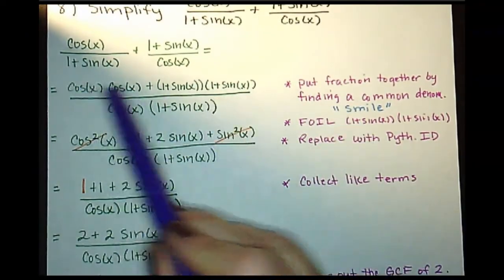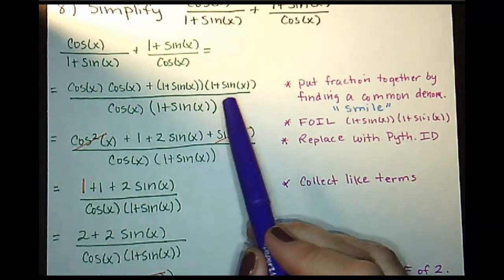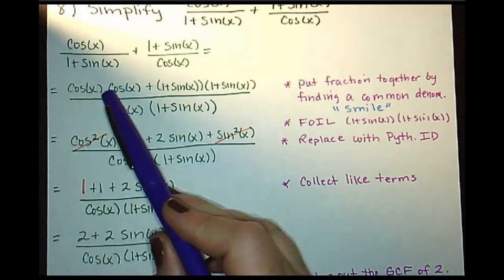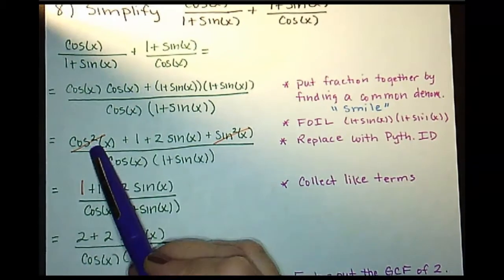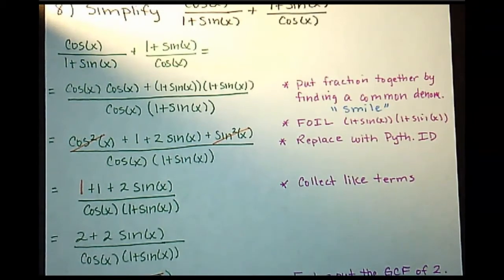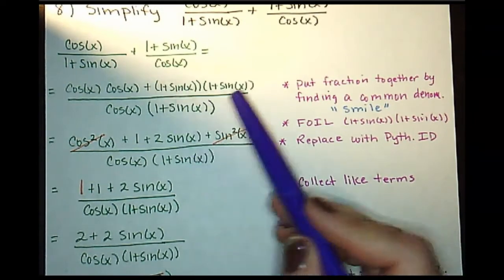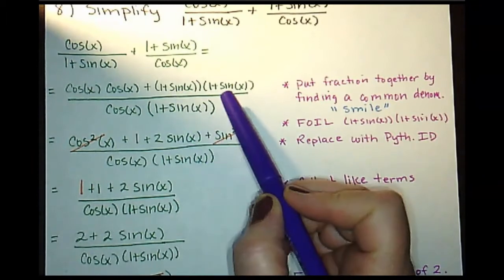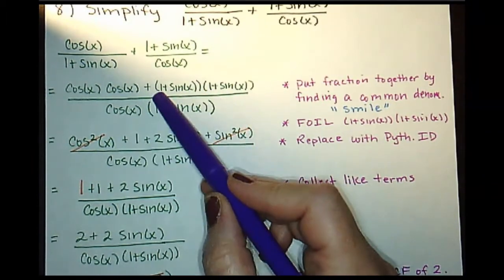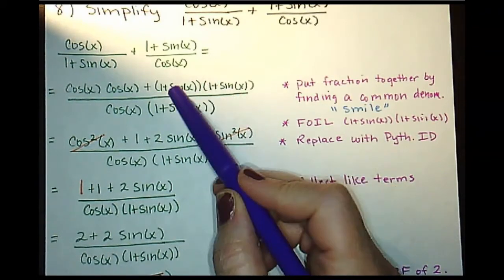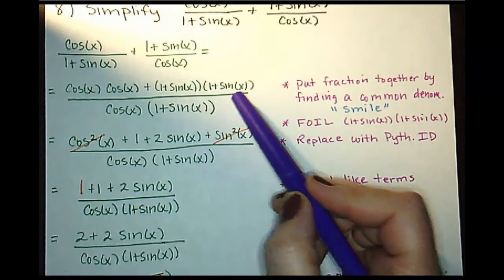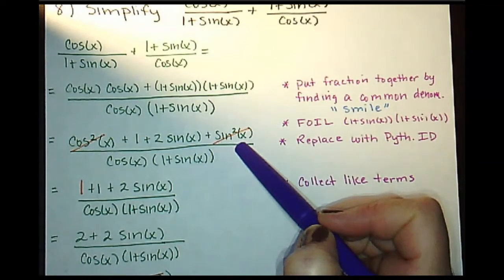So once we have our common denominator right here, we have our new numerators. We need to clean up the top a little bit. And so that means cosine x times cosine x, which gives me my cosine squared x. And then on this side, we have to FOIL because we have two binomials. So 1 times 1 is 1. 1 times sine x plus 1 times sine x gives me 2 sine x. And then sine x times sine x is sine squared x.